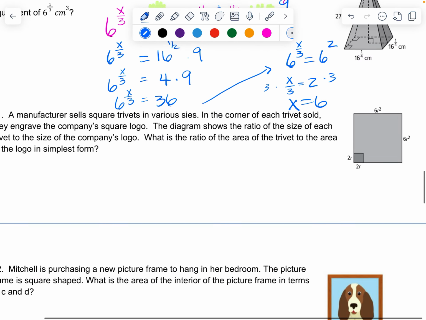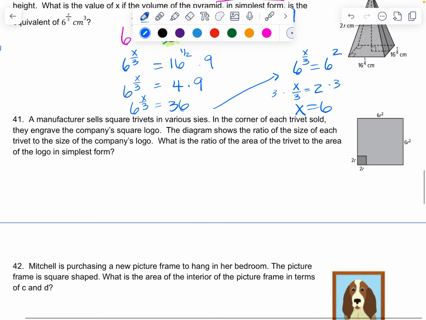Okay, this next one, a manufacturer sells square trivets in various sizes. Oh, there's missing a Z. In the corner of each trivet sold, they engrave the company's logo right here. Okay, the diagram shows the ratio of the size to each of the trivets. What is the ratio of the area of the trivet? So I want the area of the trivet to the area of the logo.